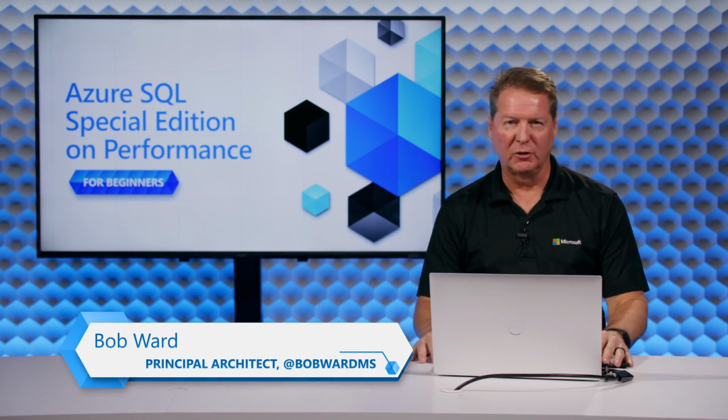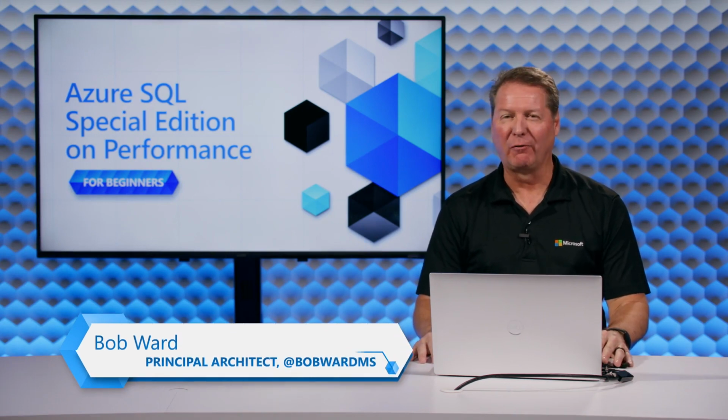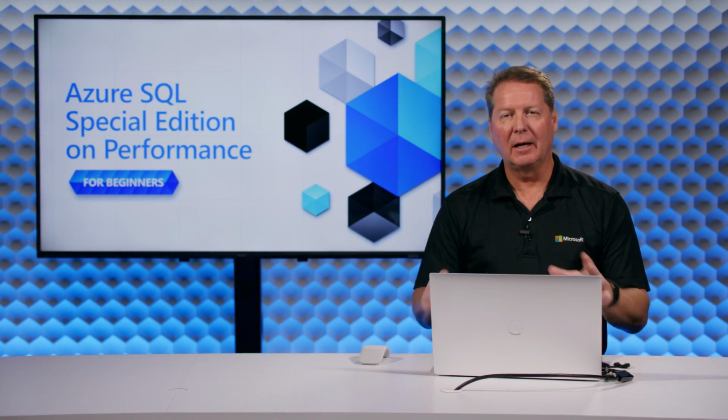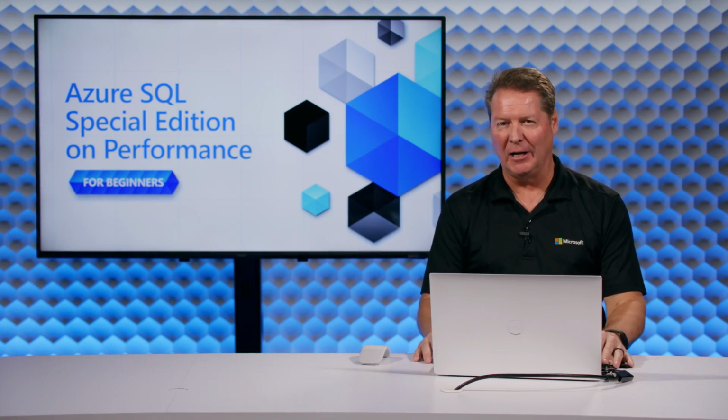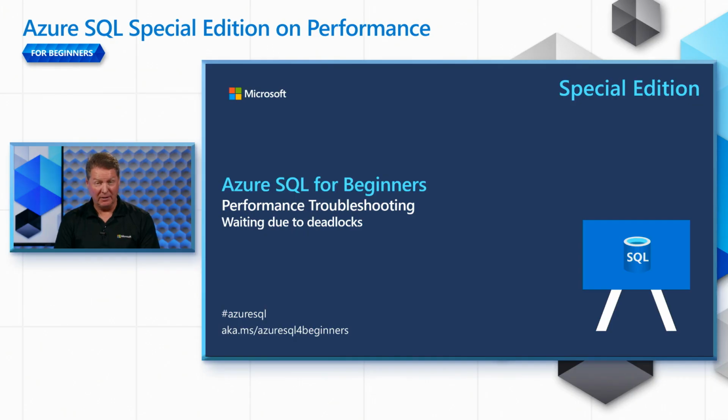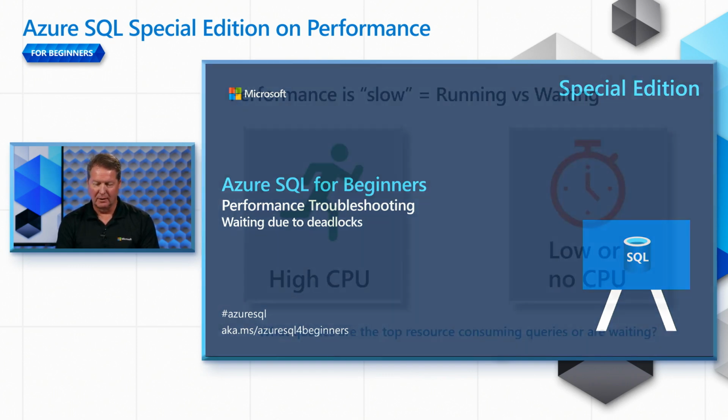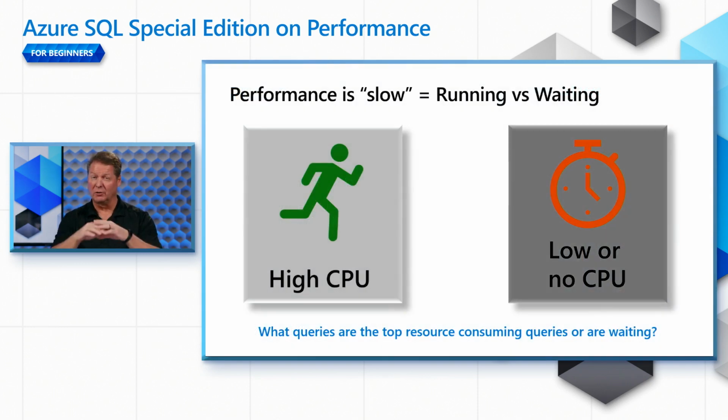Welcome back to a special edition of Azure SQL for Beginners on Performance, a guide to performance troubleshooting for Azure SQL. In today's episode, we have another scenario to look at, and this is a waiting problem due to deadlocks. Now you remember, in our overall scheme of looking at performance problems, running versus waiting, it's either high CPU or low or no CPU. And in this particular case, it's a scenario that's waiting because we see low or no CPU.